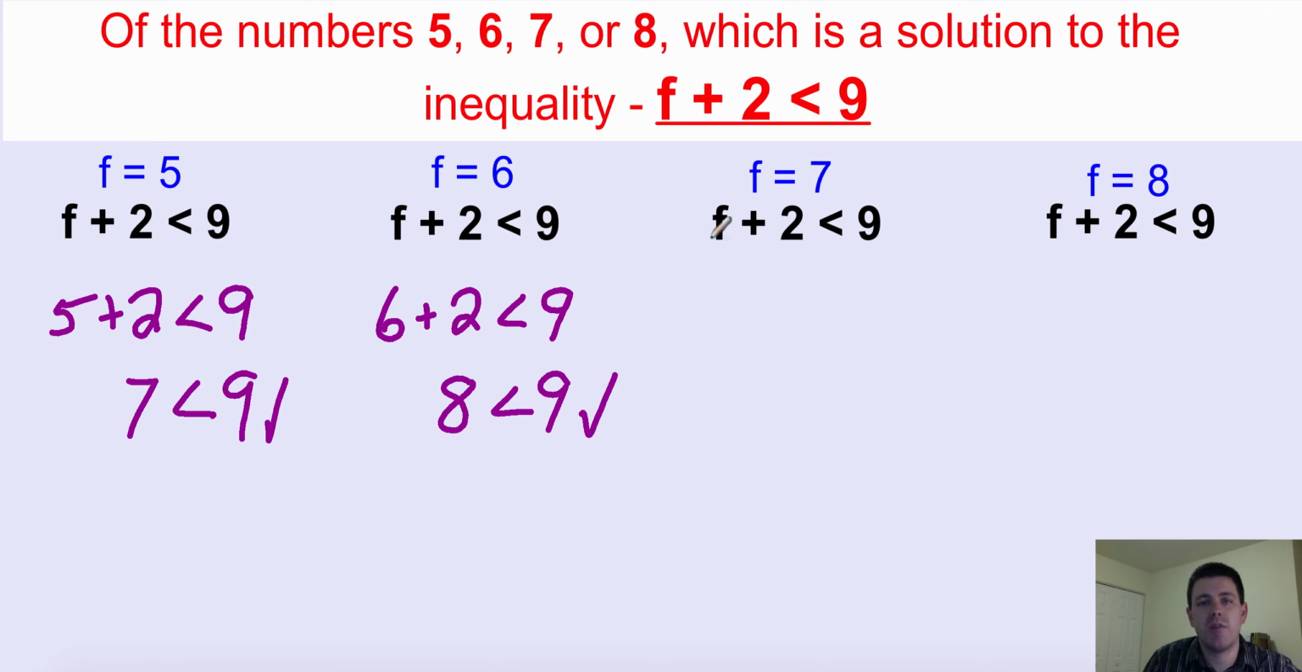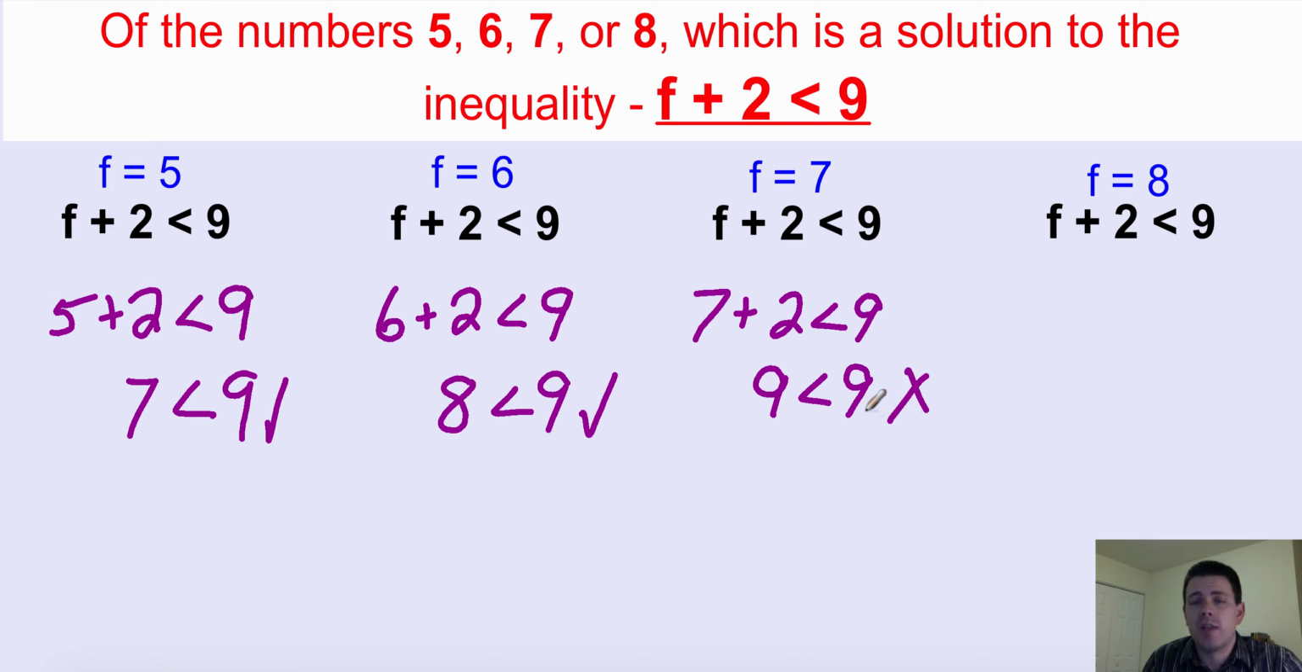Then we check 7. We plug in 7 in place of f. 7 plus 2 is less than 9. Well, 7 plus 2 is 9. Is it true that 9 is less than 9? In this case, no, that's not true. It's equal to 9, but that's not what the problem was asking. It wanted something less than 9.